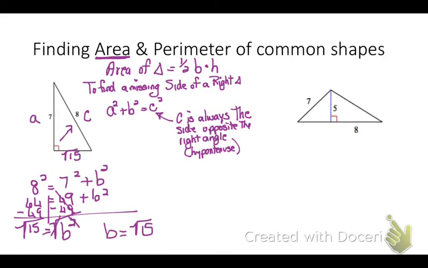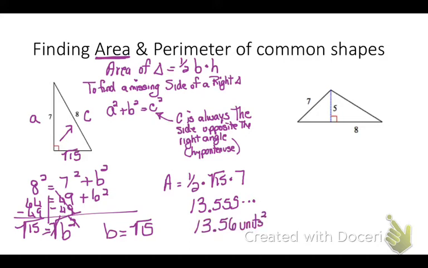And then I'm going to plug these numbers into my formula, 1/2 times square root of 15 times 7. Then using my calculator, I get that that is 13.555 something, something, something. And I'm going to round to 2 decimals. So remember, 5 or above, give it a shove. So 13.56 units squared. Now I went through that pretty fast, so I'm going to just go through that one more time on this other shape.